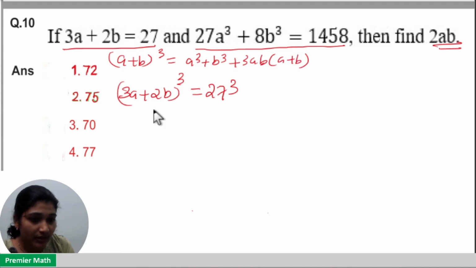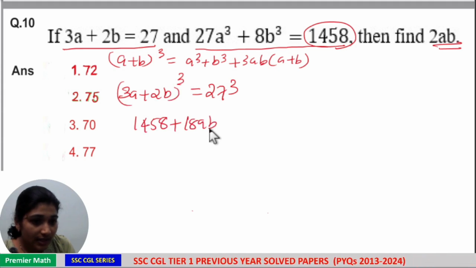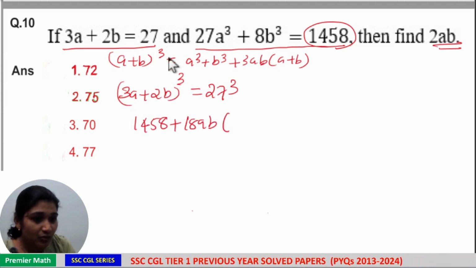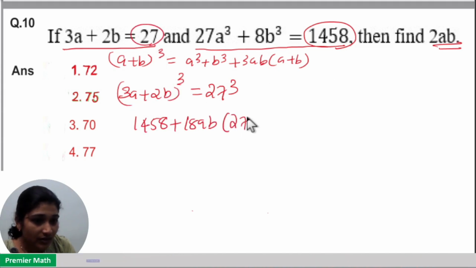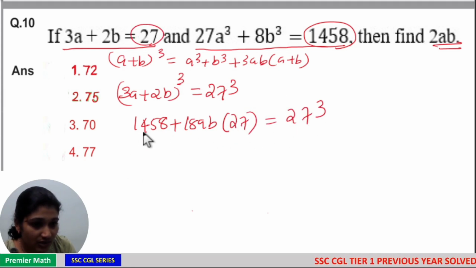Now if you apply this, here cube of 3a plus cube of 2b sum is equal to 1458. So 1458 plus 3 into 3 into 2 is equal to 18, 18ab into 3a plus 2b, which is given as 27, is equal to 27 cube. Now here cancel it with 27.